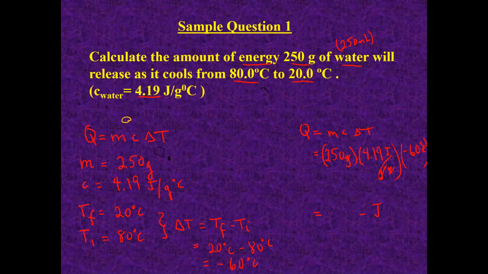So I'm now going to put in my calculator 250 times 4.19 times 60. And this is going to give me negative, because we keep the negative, 62,850 joules. The negative means that it is giving off heat. This is exothermic. It's cooling from 80 to 20, so heat is being released. If I divide this by 1,000, I move my decimal place 3 places over, and I round to 3 significant digits, and I get negative 62.9 kilojoules as my final answer.